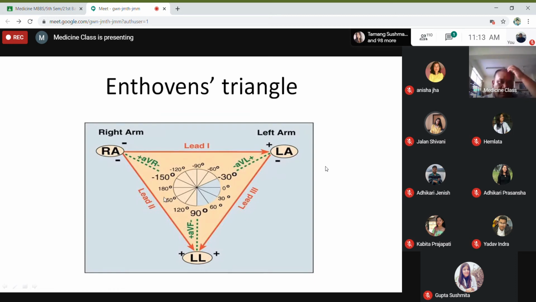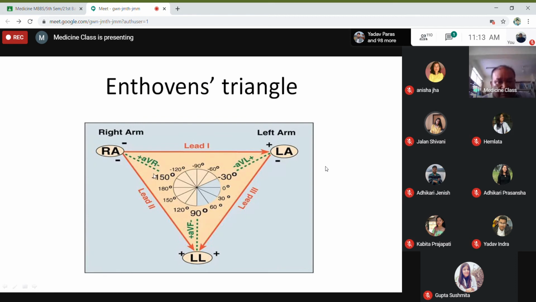Now you should know the polarity over here. Right side is always negative. So in lead 1, right arm is negative, but left arm is positive. Left leg is always positive. In lead 2, right arm is negative, but left leg is positive. And in lead 3, left arm is negative and left leg is positive. So these are the 3 important leads: lead 1, lead 2, and lead 3.